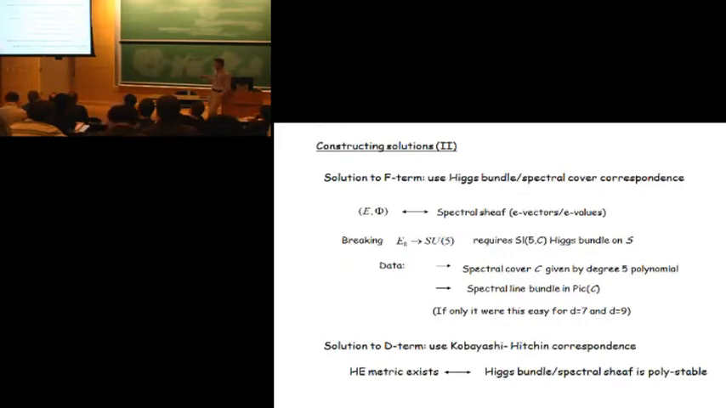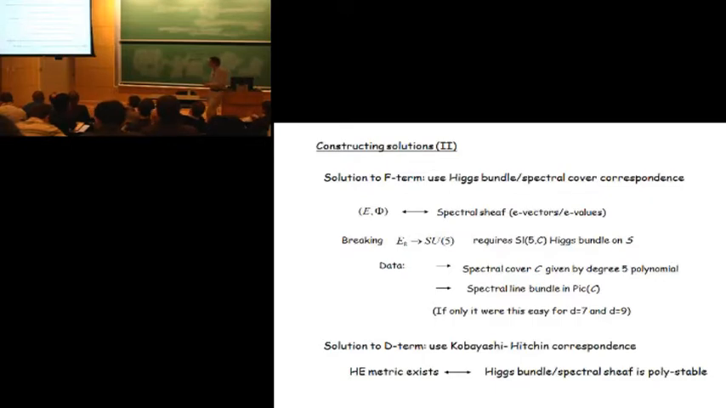I can't write them all down, but I can easily write some very simple classes of models, some very simple line bundles on this spectral cover, on the spectral surface. And therefore, just by doing that, I've solved the F-terms for the system, and I get a 4-dimensional SU(5) GUT model. If only it were this easy for d equals 7 and d equals 9. That would be nice.